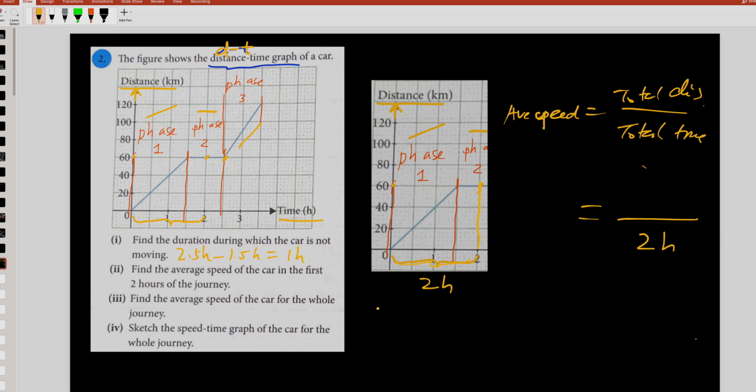What's the total distance? Start from 0, go to 40, go to 60, here also 60. So let me use a different color. This is 0 kilometer. This is 40 kilometer. This is 60 kilometer. This one also 60 kilometer. So how much does the car travel? 160? No. The car only travels 60 kilometer.